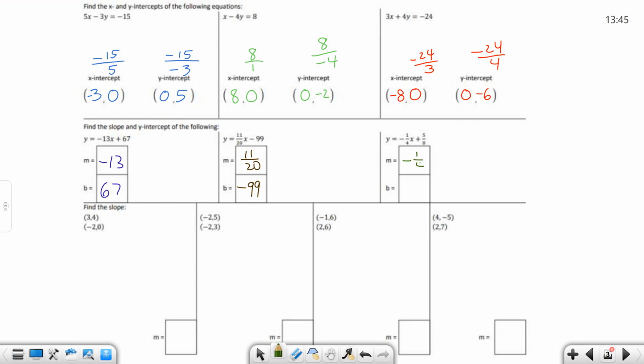So m here is negative 1/4. Again, the thing times x. And then over here, the thing by itself is what? 5/8.